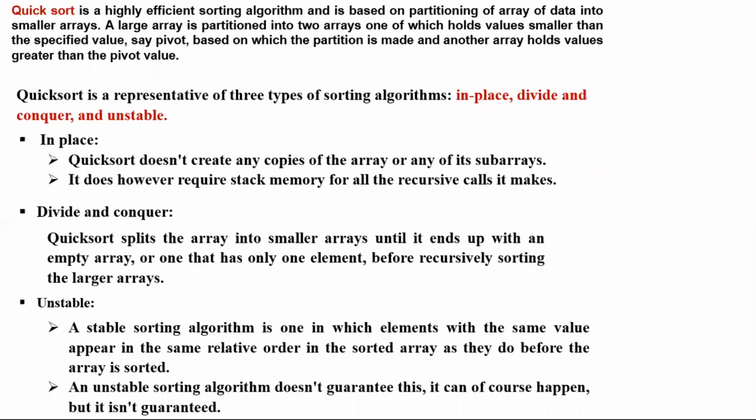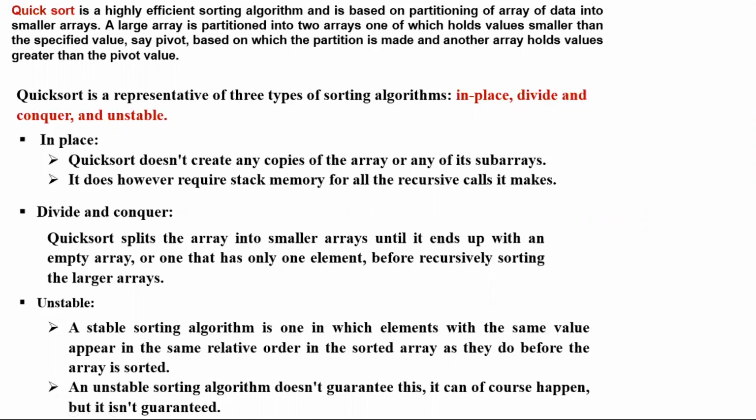Quicksort is an unstable sorting algorithm. You remember, a stable sorting algorithm is one in which elements with the same value appear in the same relative order in the sorted array as they do before the array is sorted. It may happen sometimes in quicksort, but quicksort does not guarantee that.